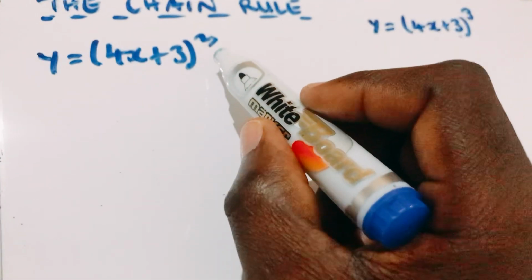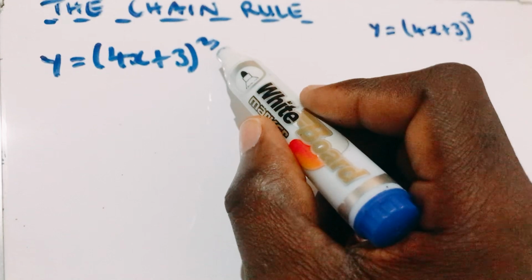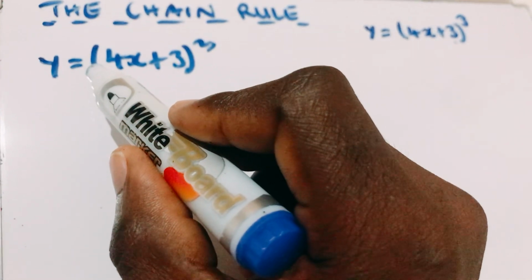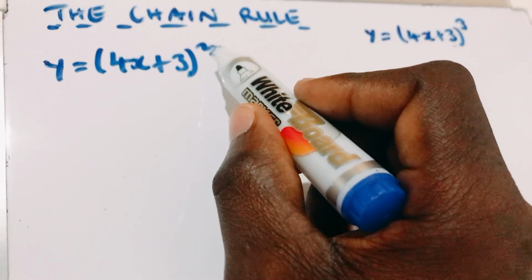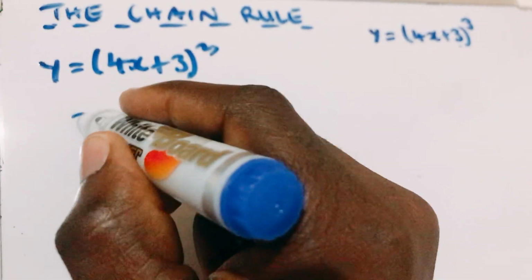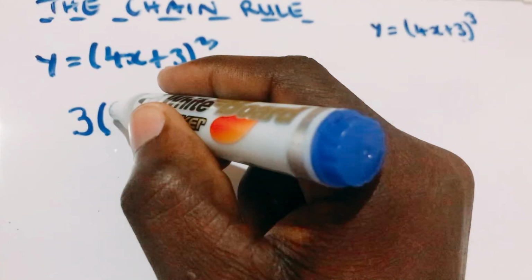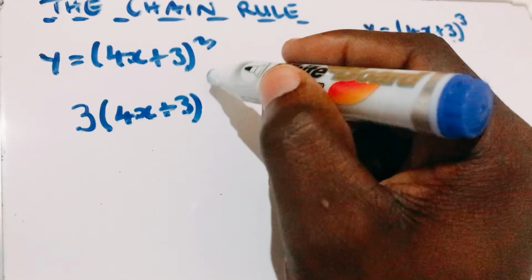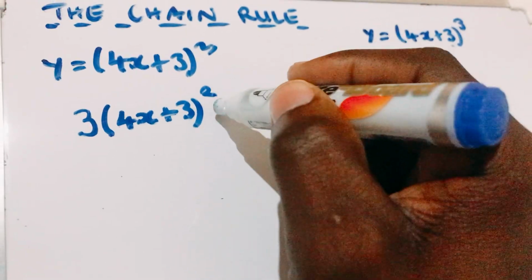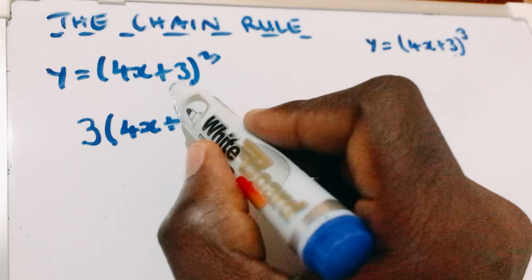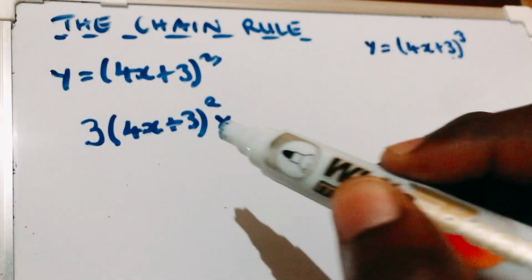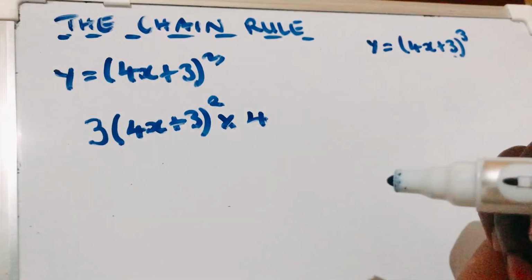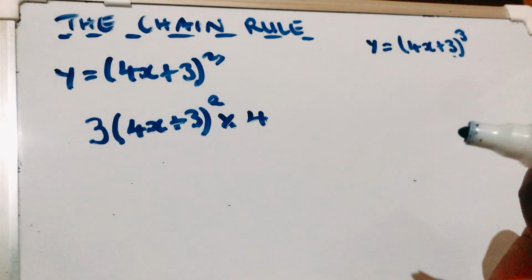Outside, inside. You start with the outside function, which is you bring the power to the front. This is the power rule. And then you knock down the power by 1. So this becomes 3. Open bracket. What's inside doesn't change. It comes exactly the way it is. And then the 3 reduces by 1, becomes the power 2. Then you multiply this by the derivative of what's inside. So the derivative of 4x is 4. The derivative of 3 is 0.